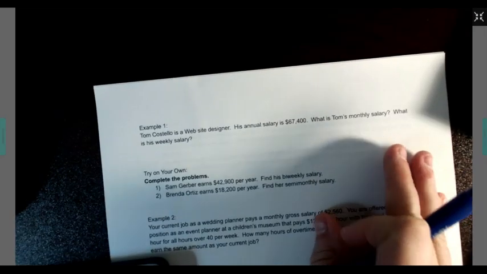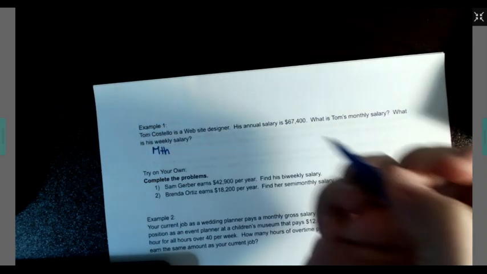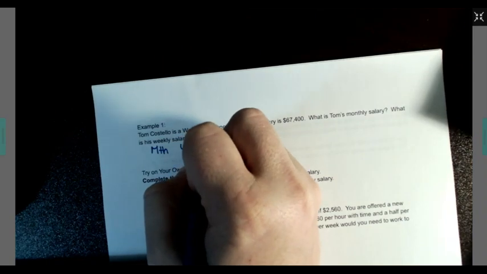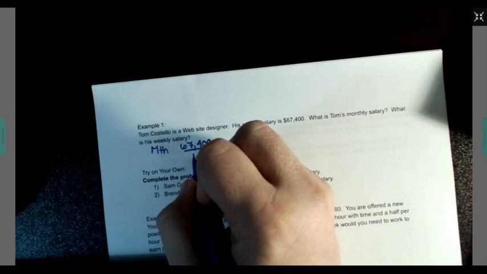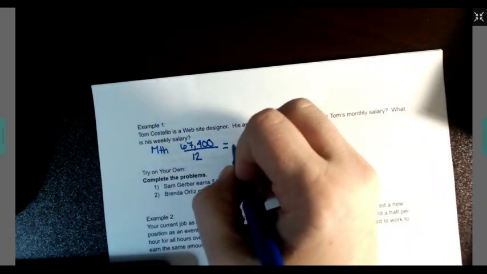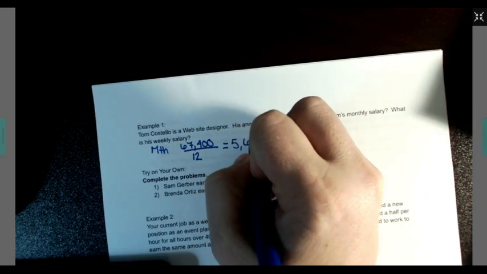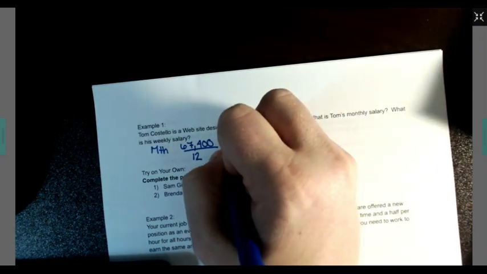So let's take a look at monthly first. Monthly says I'm going to take his salary, $67,400, and I'm going to divide by 12 because there are 12 months in a year. So 67,400 divided by 12 gives me $5,616. We are dealing with money, so please make sure you round that appropriately.